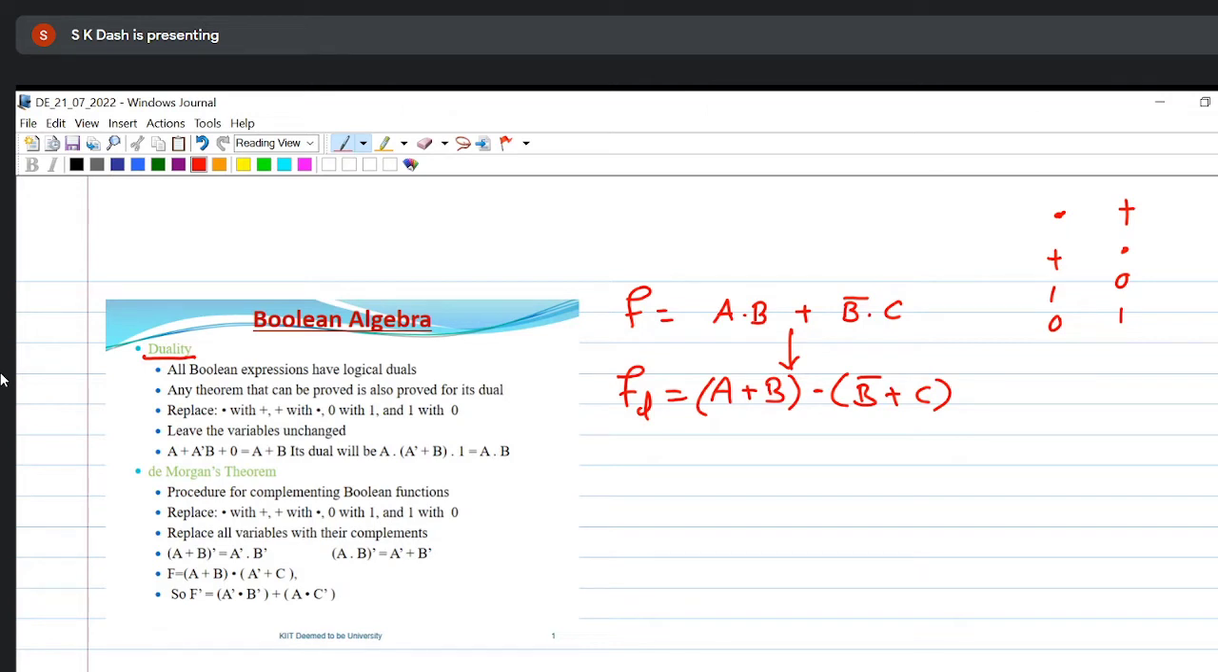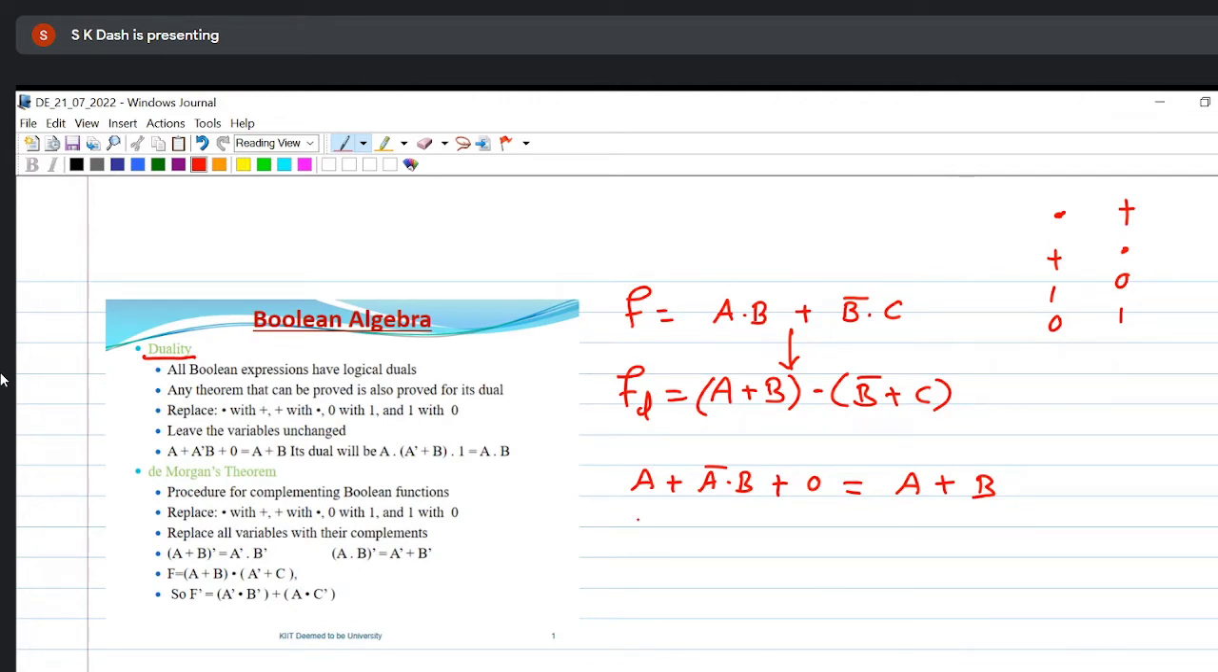Also, we'll see later on in the next slide, whenever we prove something, if a function is true, its dual is also by default true. So if a function is correct, its dual function will also be correct. Like if I write a plus a bar b plus 0 is equal to a plus b. Okay, we'll prove that later on. But this is the function now.